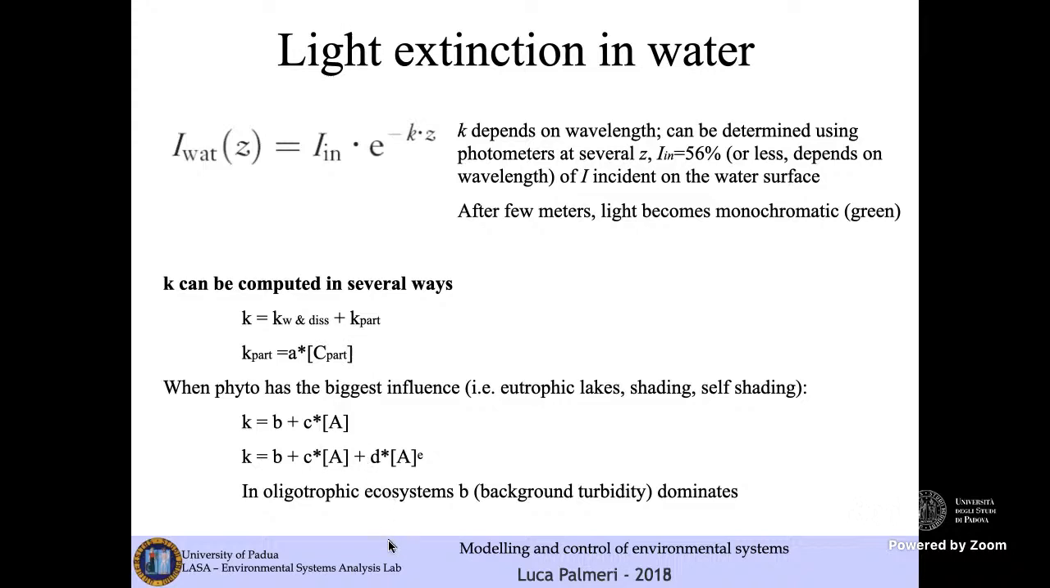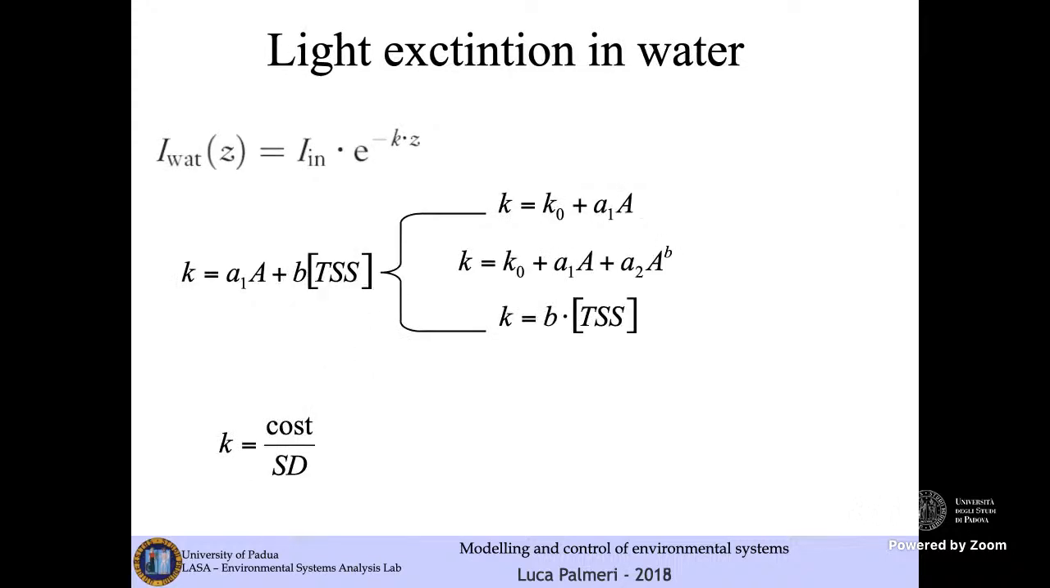And for example, in oligotrophic ecosystems, B, that is background turbidity, is what dominates light extinction. So in this case, we make K dependent on a background turbidity due to suspended materials and a feedback effect due to the fact that there is primary production, so algae that are growing and in this way are stopping light from crossing the different layers.